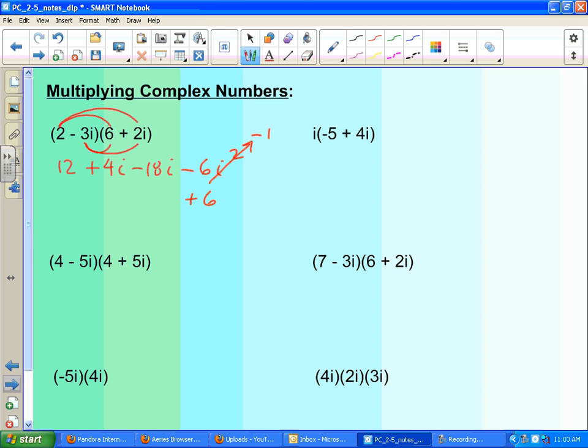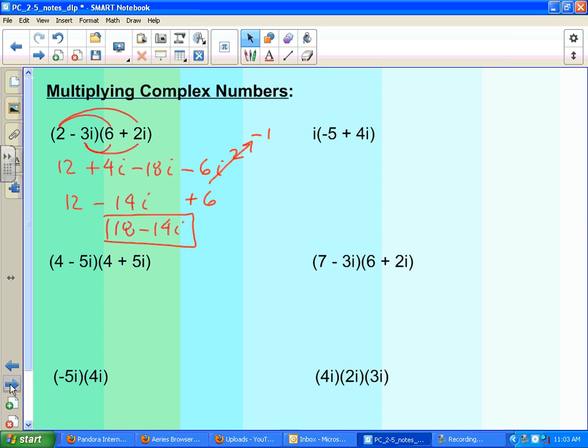All right. So now I have 12 plus 4i minus 18i, so that's 12 minus 14i, plus 6. 12 and 6 is 18, minus 14i, and you have your new complex number. So let's talk about the kind of answers we could get when we multiply complex numbers together with real parts or another complex number. Here's one of the answers I could get, another complex number. Look at that.